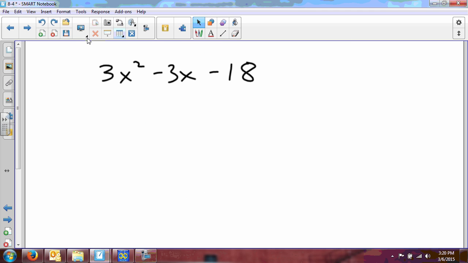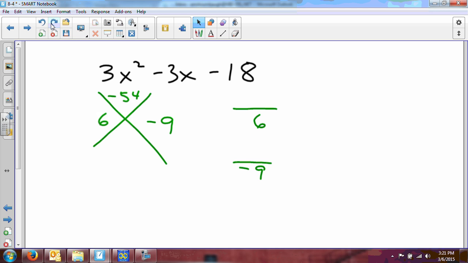All right, let's keep going. On this one here, if you don't pull out the greatest common factor, so we can see that a 3 will have to be pulled out. If you don't pull it out and you're just going, well, I can work with these numbers, negative 54 on top, the negative 3 on bottom, 6 and negative 9, multiply that and add that. So we're good.